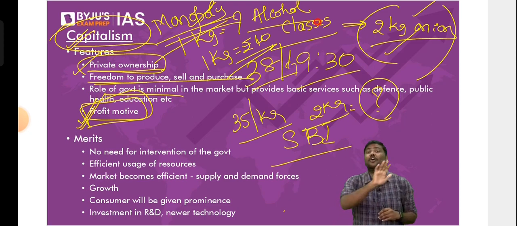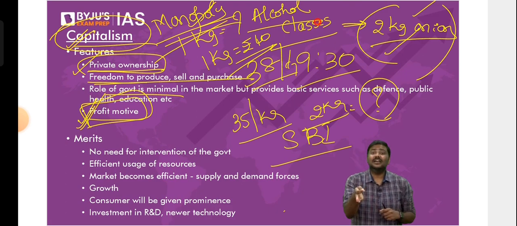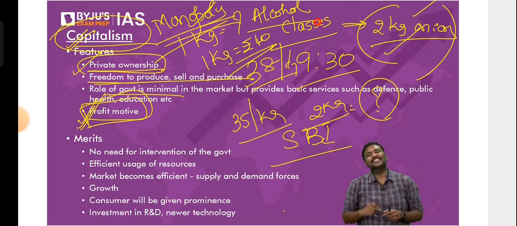CSR, corporate social responsibility, is not an option for the companies. It is an obligation. Have you understood this? CSR is not an option for them. It is an obligation. That is the reason they do it. So these are some of the features.